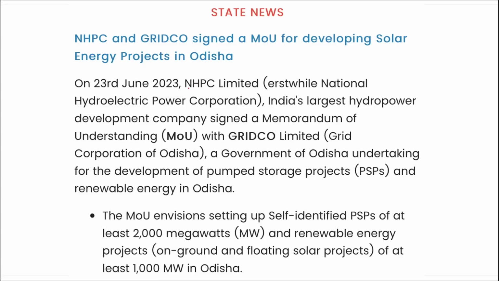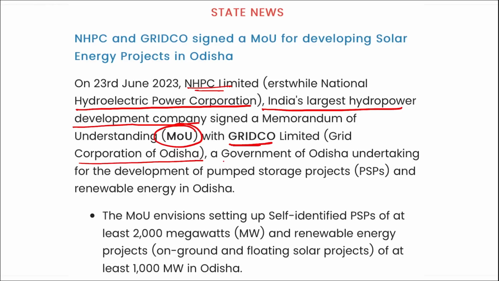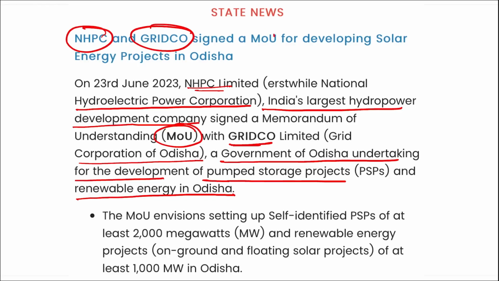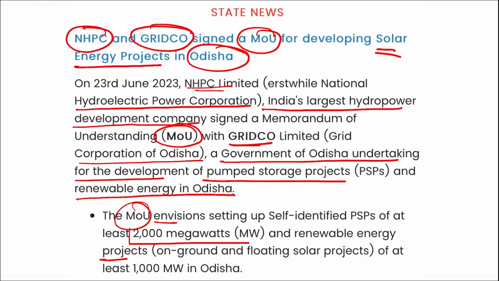Next is state news. NHPC Limited, that is National Hydroelectric Power Corporation, India's largest hydropower development company, signed an MOU with Gridco, that is Grid Corporation of Odisha, the government of Odisha undertaking, for the development of pumped storage projects and renewable energy in Odisha. I repeat, it is NHPC and Gridco. They signed an MOU for developing solar energy projects in Odisha. The MOU envisions setting up a 2000 megawatt pumped storage project and a renewable energy project of at least 1000 megawatt in Odisha.